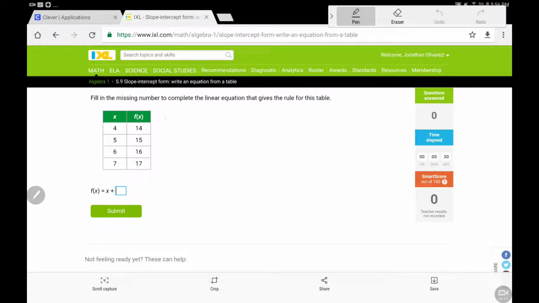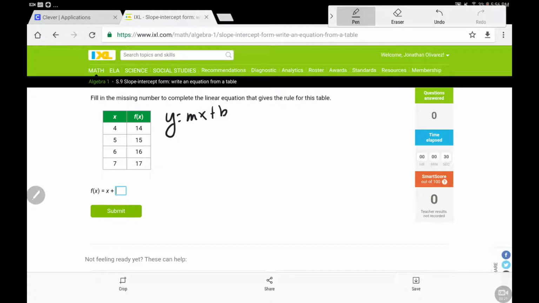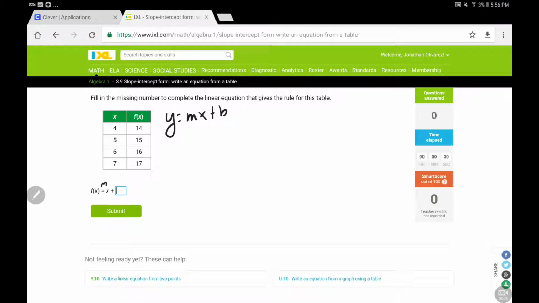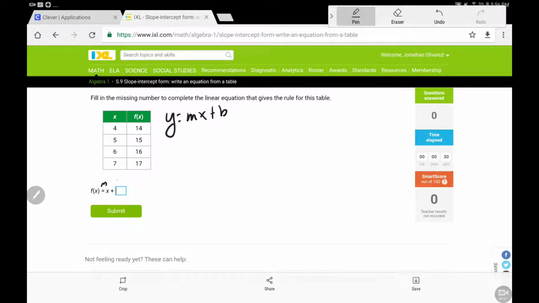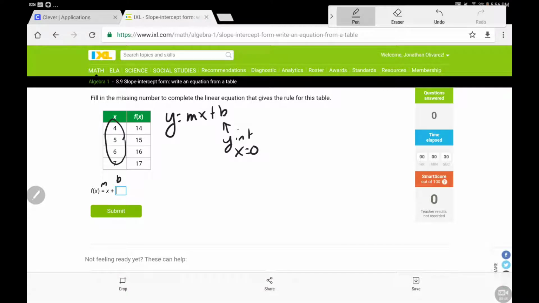So remember, everything so far with our linear stuff looks like this. It has a slope and a y-intercept. Here, our slope is 1, because in front of x it's 1. This is our b term, the y-intercept term. So what we want to know is what b is when you find this y-intercept, when x is 0. But over here, we don't have any x equal to 0.